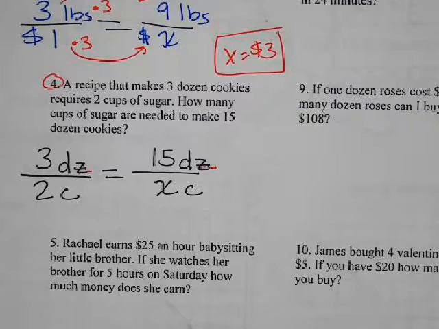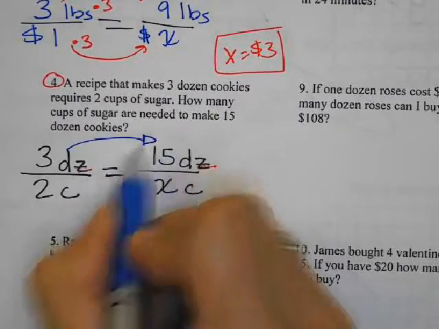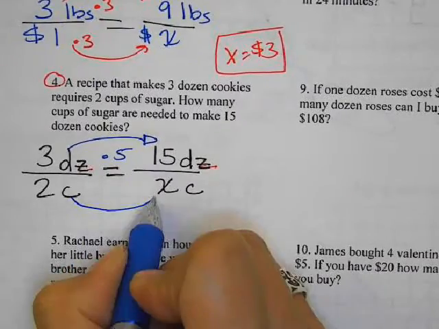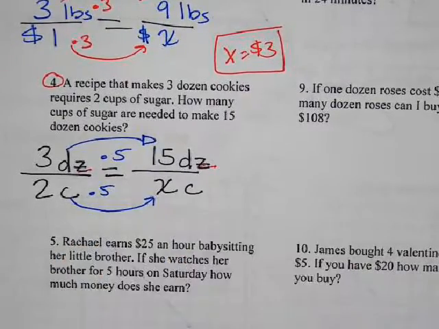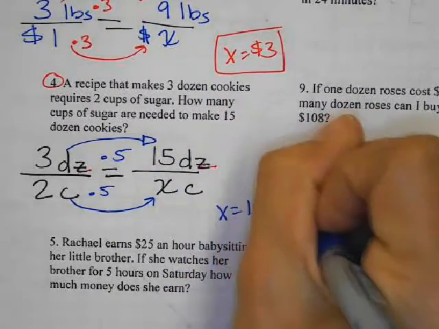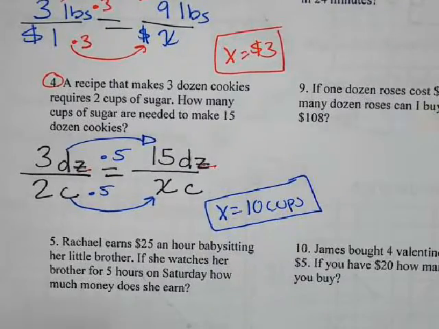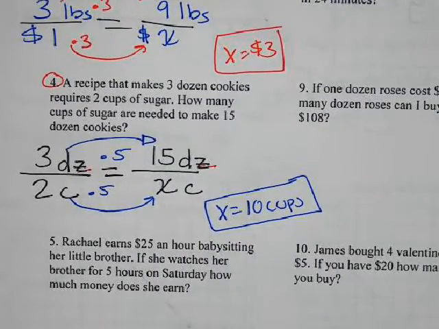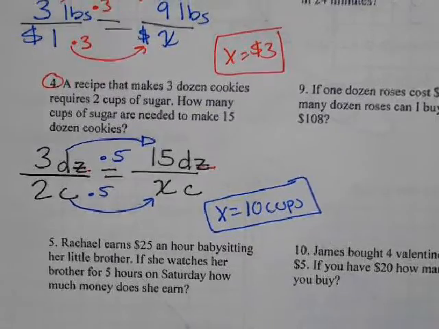All right. Shortcut? Did we use a shortcut? Yes. Who wants to tell me what it is and what you get? From here to here, I'm multiplying by 5. So from here to here, I multiply by 5. And what do you get? Good. So x equals 10 cups of sugar. All right, go ahead and read number 5 and set up your proportion.